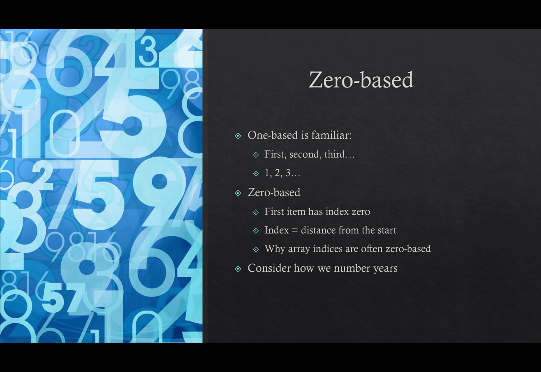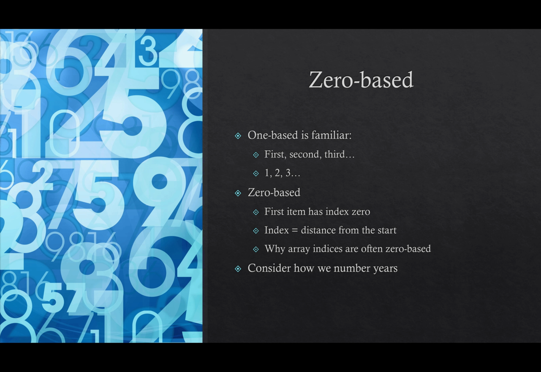But in programming, we often use zero-based indices, where the first item has index 0, and we count up from there. Now that may seem kind of counterintuitive just because we're so used to numbering things starting at 1. It's even, like I said, baked into our language. With zero-based, we have to say the first item is index 0.